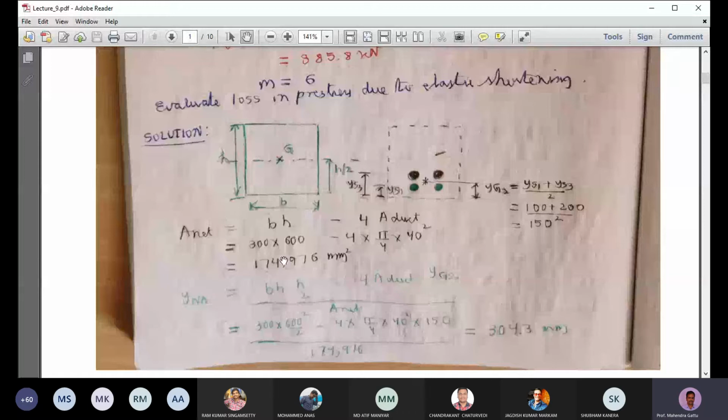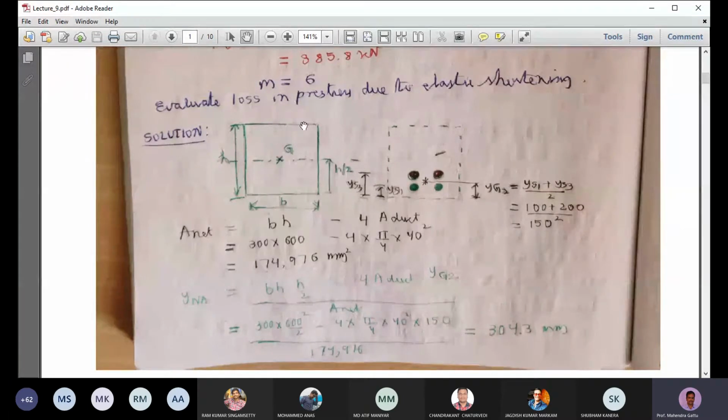So we're getting around 174,976 millimeters square. So this is the net area of the concrete. Then we can find the neutral axis. So we will use our formula (A1Y1 minus A2Y2) by (A1 minus A2), because in subtraction you have to have A1 minus A2, or A net.